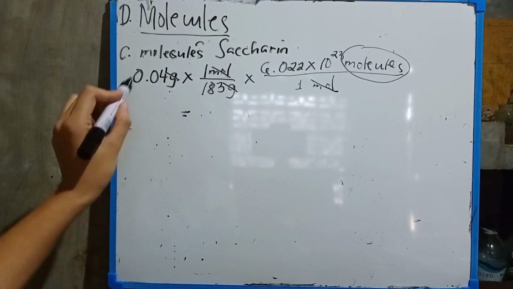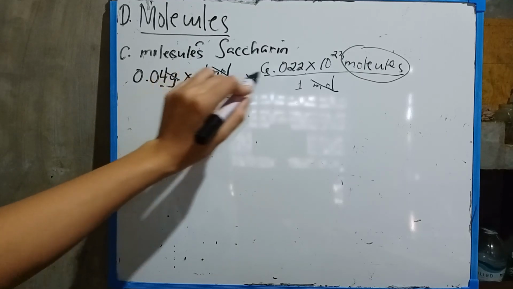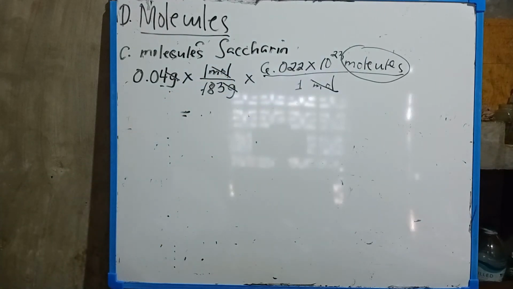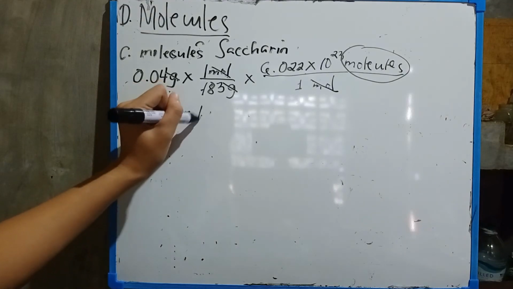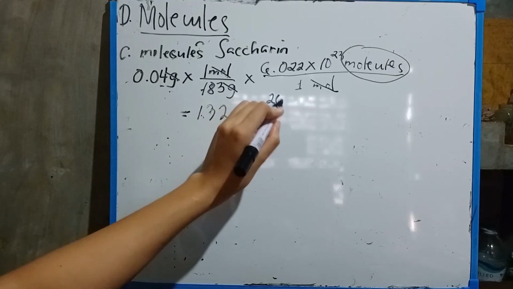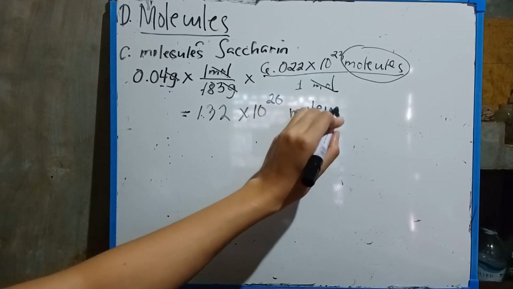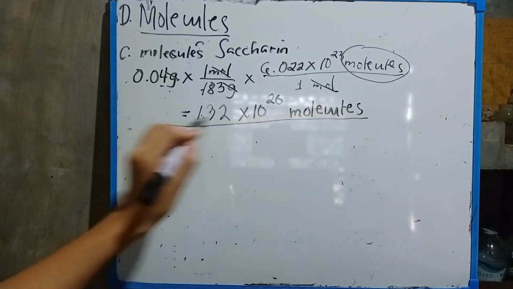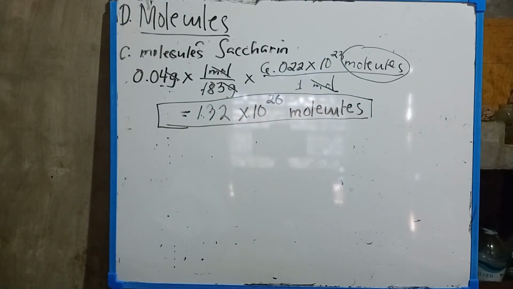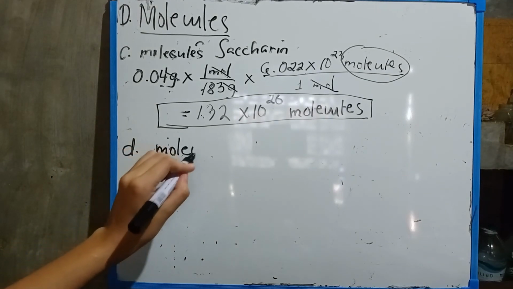So, 0.04 divided by 183 multiplied by 6.022 times 10 raised to 23. We have now 1.32 times 10 raised to 20 molecules. So this is now the molecules of our compound. Since we have the molecules for our compound, we can now solve for the molecules of carbon.